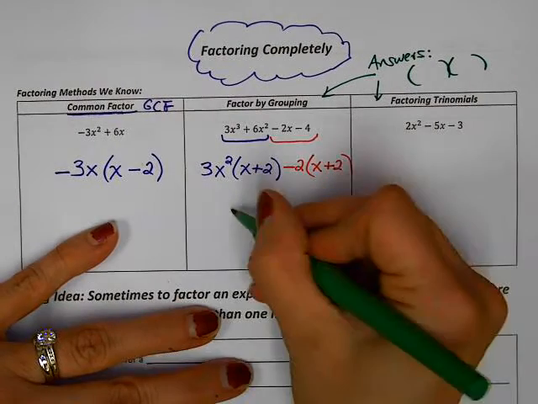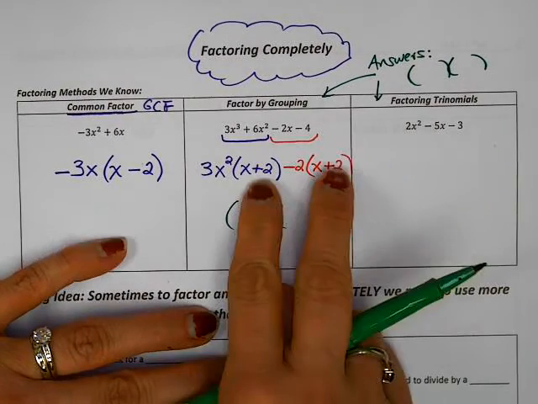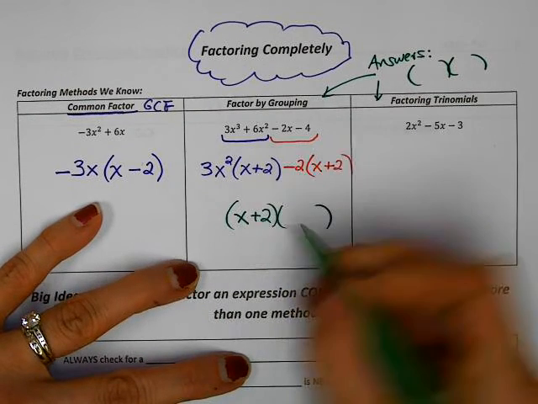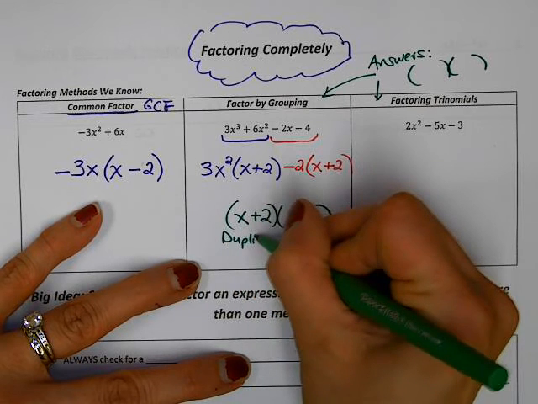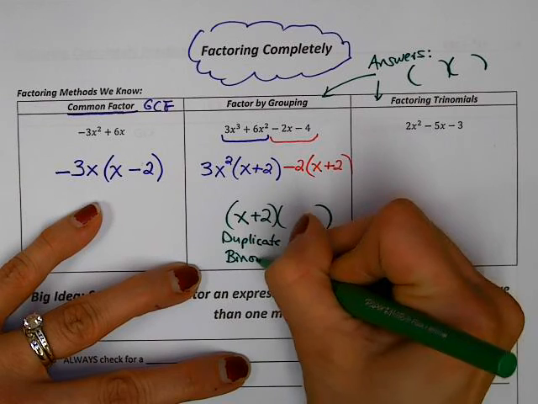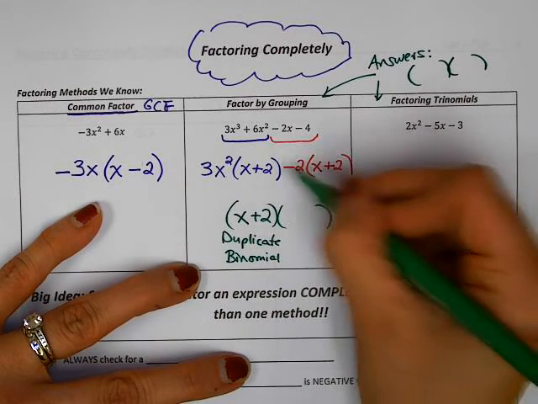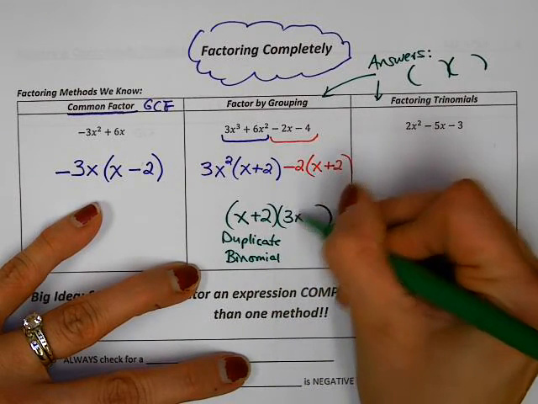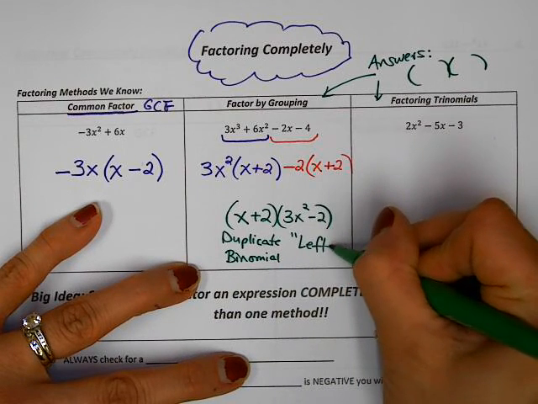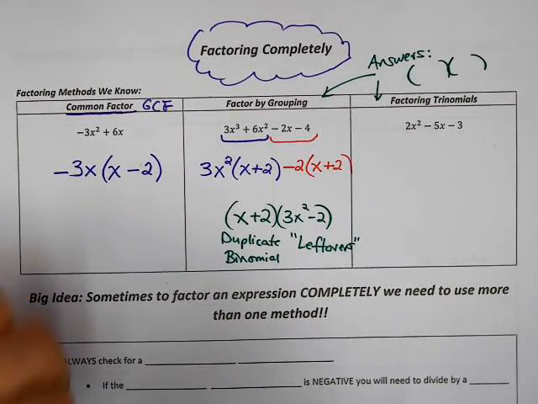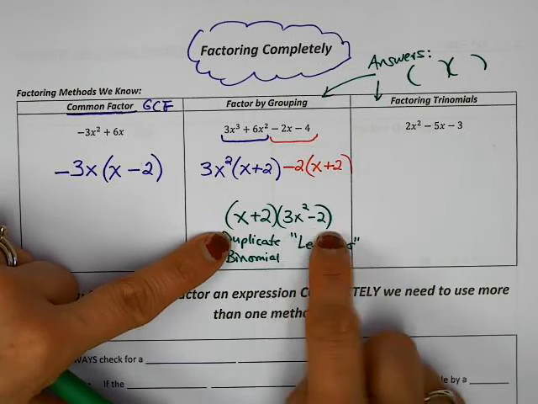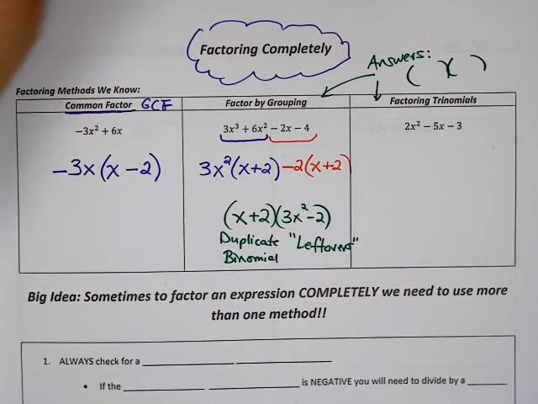Okay, so how does this work? If they have the common binomial, okay, you put that right here. And sometimes people say that this is the duplicate binomial. Okay, and then these other things right here, 3x squared minus 2, these are what I used to call the leftovers. Okay, and so that is factored. I could check by double distributing or using boxes to see if it makes that polynomial.